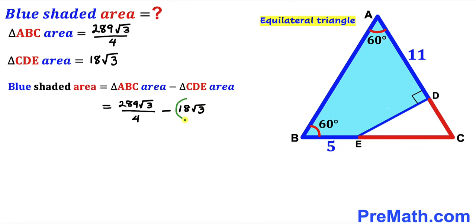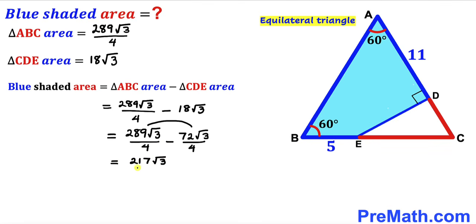And here we can rewrite this 18 times square root of 3 as 72 times square root of 3 divided by 4, as you can see in this next step. And if we subtract these numerators, that is going to give us 217 times square root of 3 divided by 4 square units, the area of this blue shaded quadrilateral.